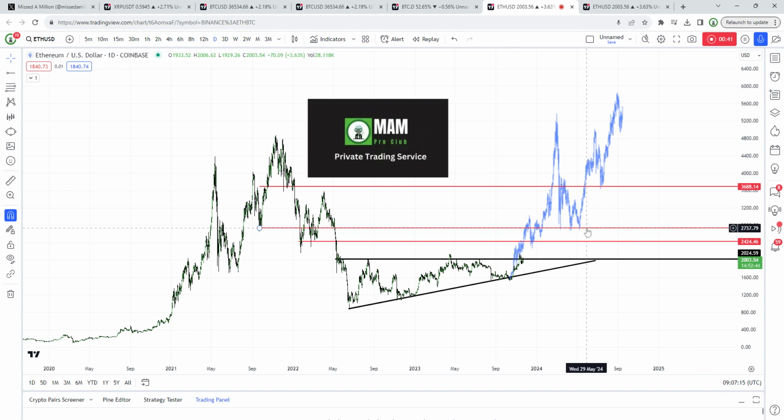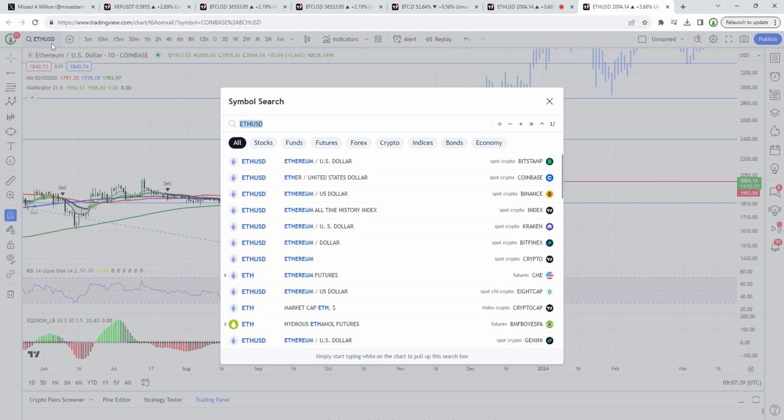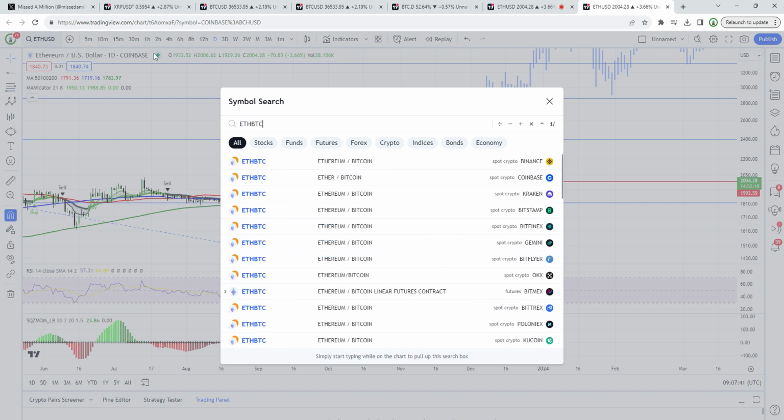Okay, but it does come with corrections. So we've got 5,000 here, huge correction, and then we go off again. Now, I also want to have a look at the ETH Bitcoin pair, and we'll compare the two and see what the price action was in ETH USD versus the ETH Bitcoin chart. So let's go to ETH Bitcoin.